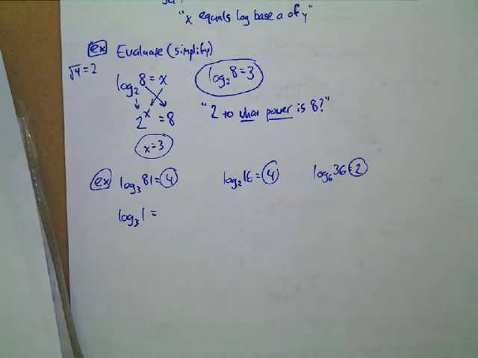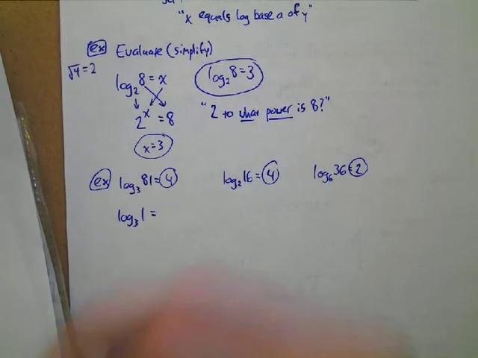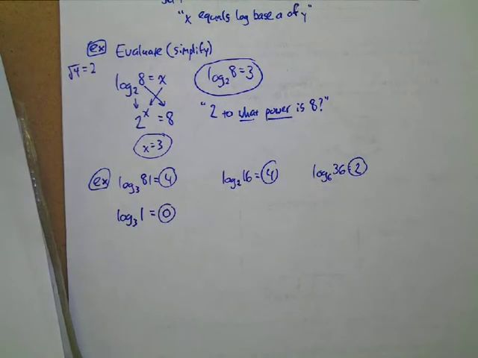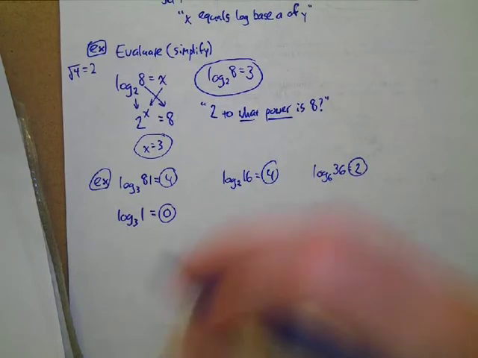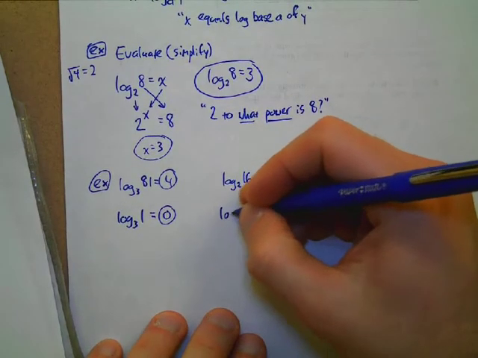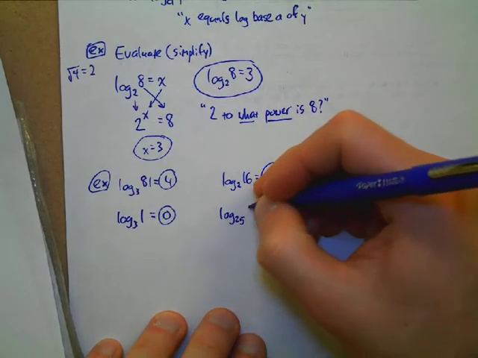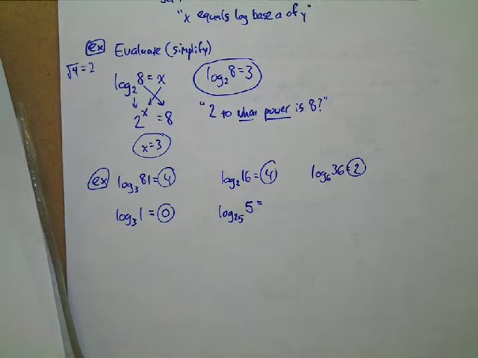Log base 3 of 1. In other words, 3 to what power gives you 1? I heard it. 0. It's 0. Good job. 3 to the 0 is 1. Log base 25 of 5. 25 to what power gives you 5?